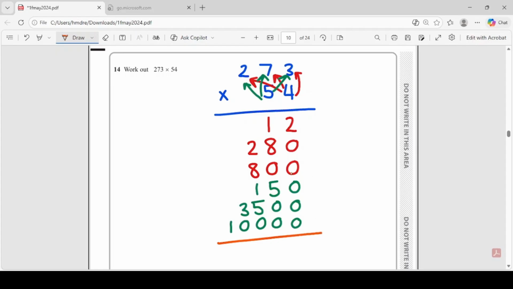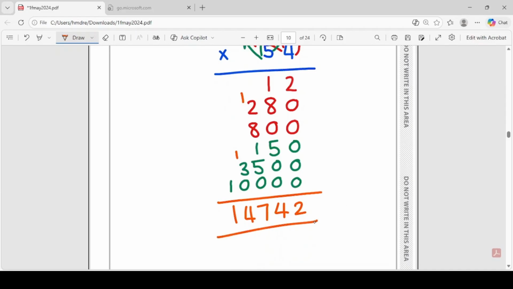Okay, so in this column, we've just got 2. This one, 1 and 8 is 9. 9 add 5 is 14. 1 and 2 is 3. 3 and 8 is 11. 11 add 1 is 12. 12 add 5 is 17. 1 and 3 is 4. And this column, we've just got the 1.